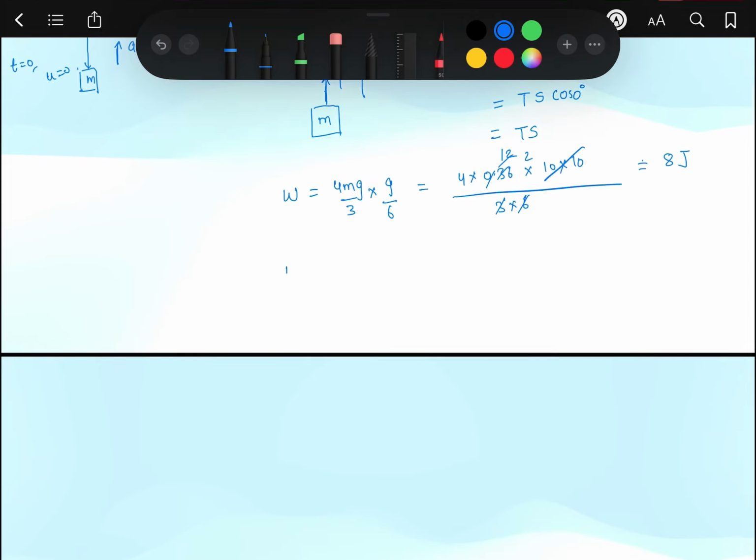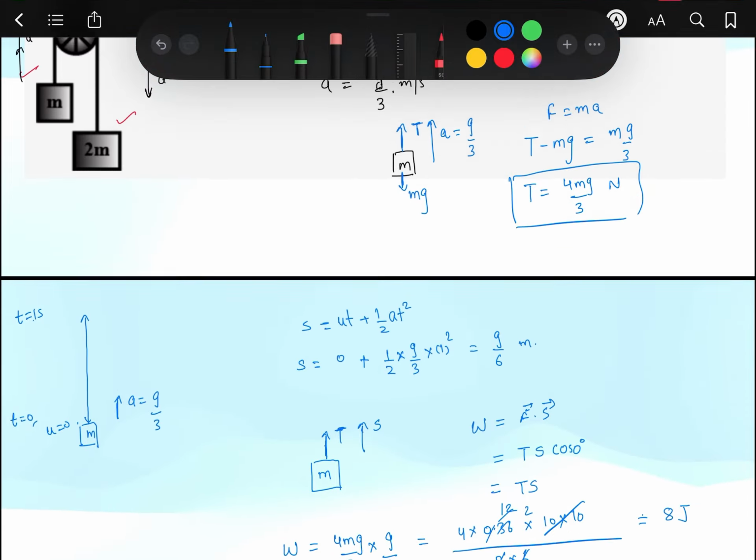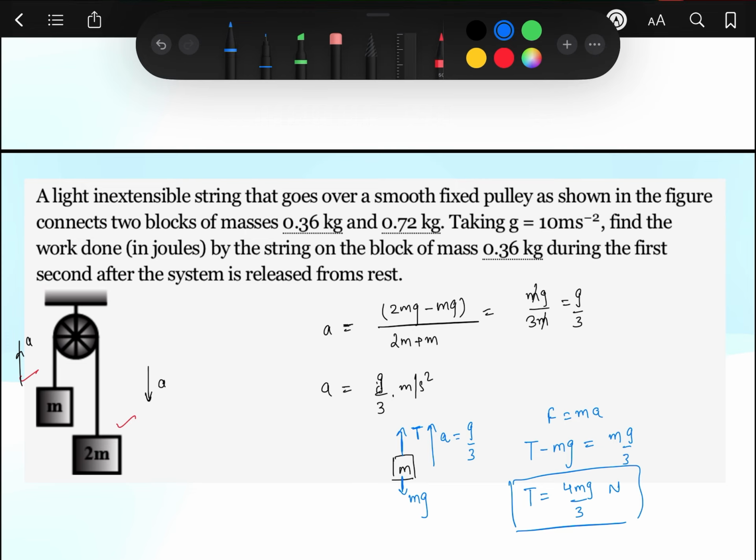So work done by the string on this block of mass m is 8 joules. So this is our answer for this question. W is equal to 8 joule.